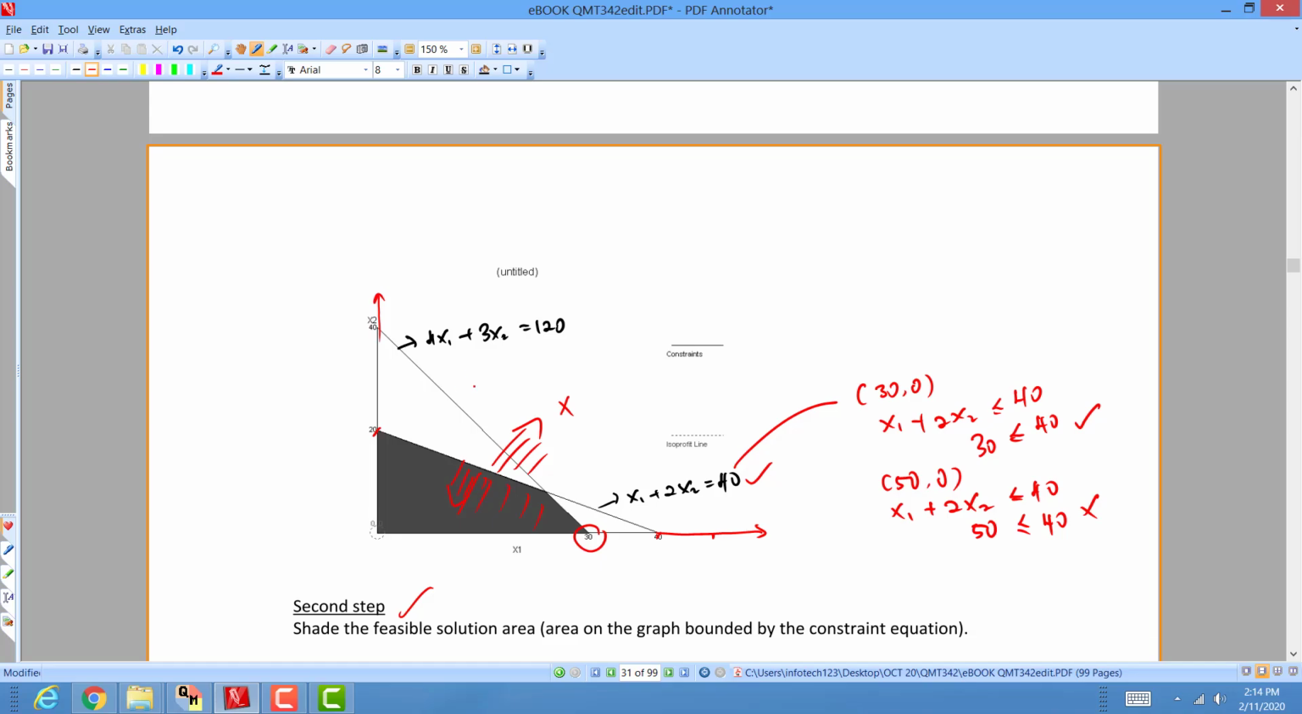Same with this. Second line, you have to substitute. Let's say you substitute (0, 0), 0 less than or equal to 120 or not? If true, so we shade here. So all the region here we shade, but we have the non-negativity constraint, that is x1 more than or equal to 0, x2 more than or equal to 0. Again, if you're confused, I will highlight it back.